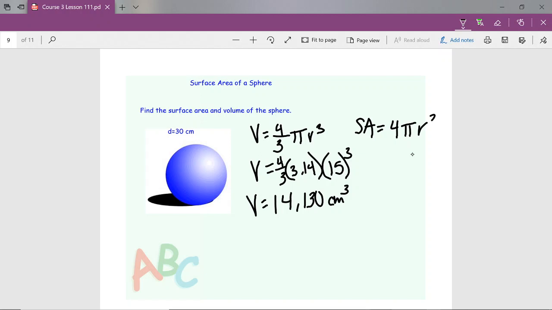Surface area, we're just going to plug in in a very similar way. So 4 pi r squared, we get a surface area of 4 times 3.14 times 15 squared. Once again, take a second to pause the video and try this out. Find that answer. But when you do, you will get 2,826 centimeters squared.